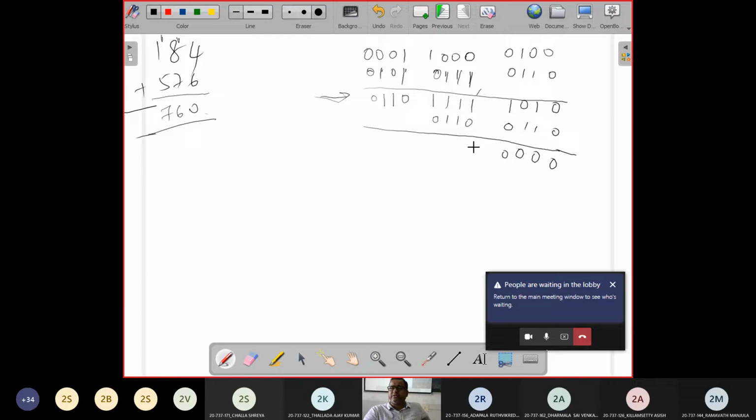So what is happening here? This becomes 0, carry 1. This becomes 1, carry 1. This becomes 1, carry 1. This becomes 0, carry 1. Agree? Now this becomes 1, this becomes 1, this becomes 1, this becomes 0. Now, if you read in BCD, what is the value you get here? This is 7, this is 6, this is 0.